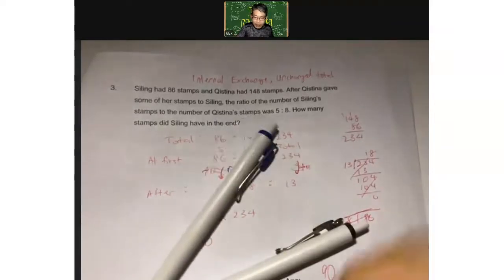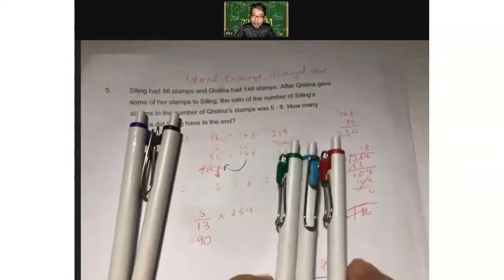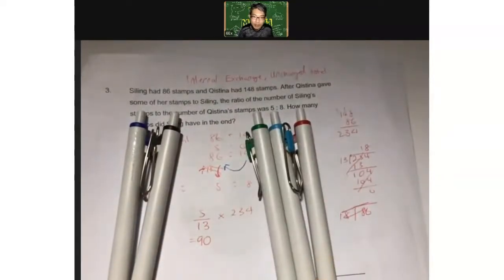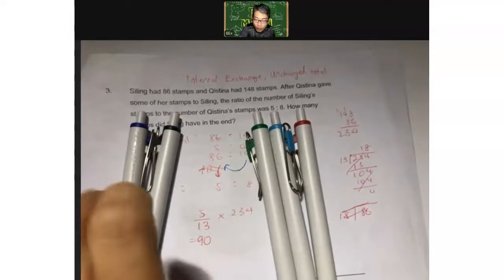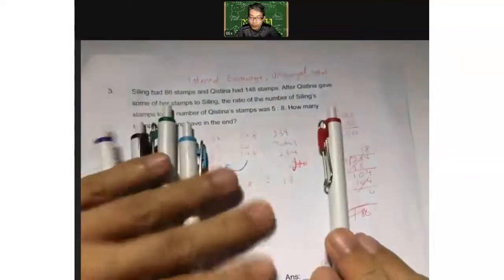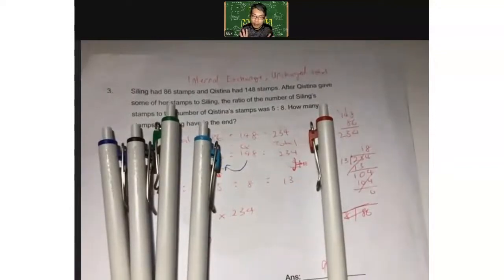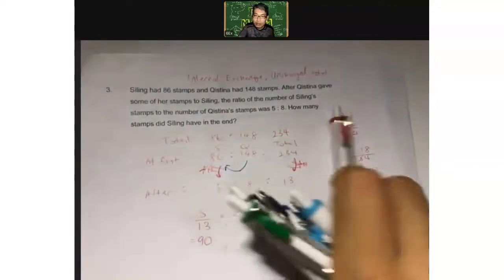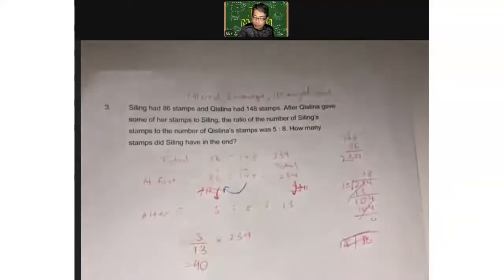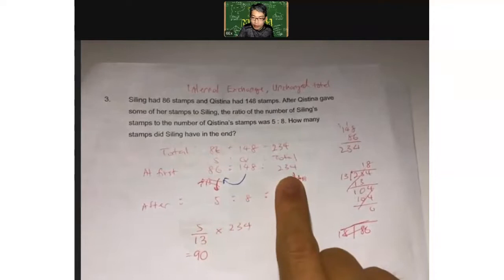Okay, let's say I have 2 pens, you have 3 pens, total 5 pens. Then I give you all my pens. Now I have 0, you have 5, total is still 5. Then you give me 4, you have 1, I have 4, but total is still 5. That's the meaning of the total unchanged part. No matter how they were changing it, the total still remains as 234.